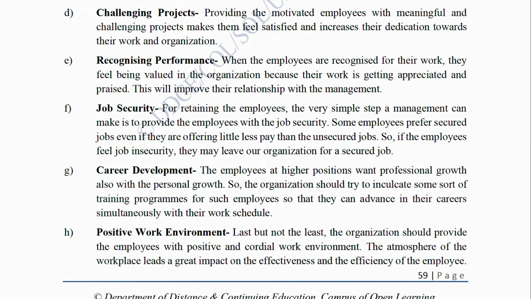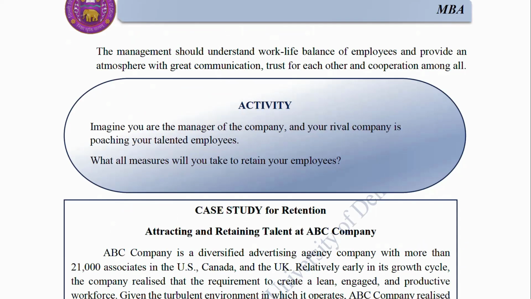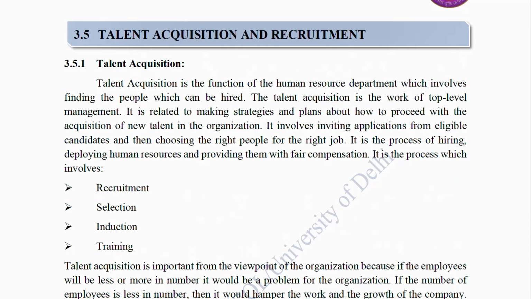Eighth, positive work environment. Last but not the least, the organization should provide the employees with a positive and cordial work environment. The atmosphere of the workplace has a great impact on the effectiveness and the efficiency of the employee. The management should understand the work-life balance of employees and provide an atmosphere with great communication, trust for each other and cooperation among all.